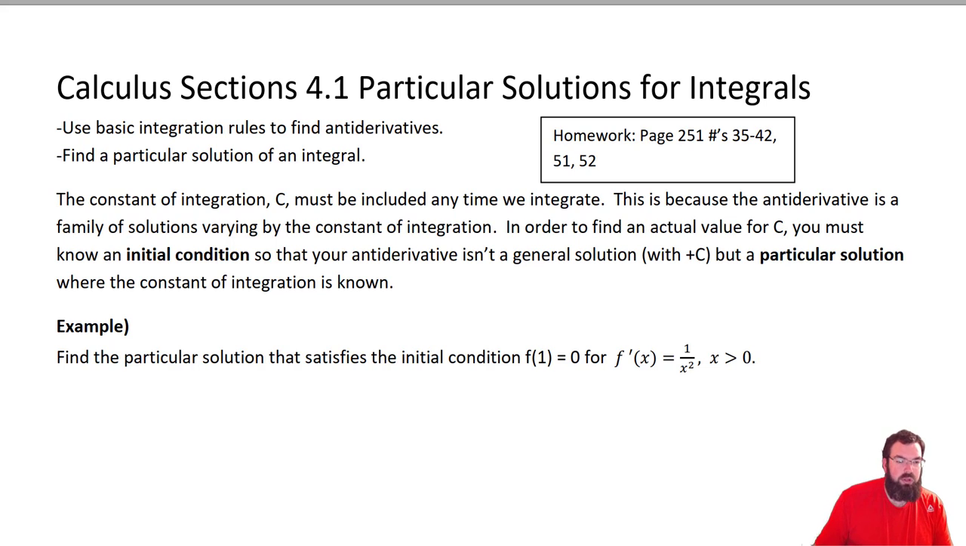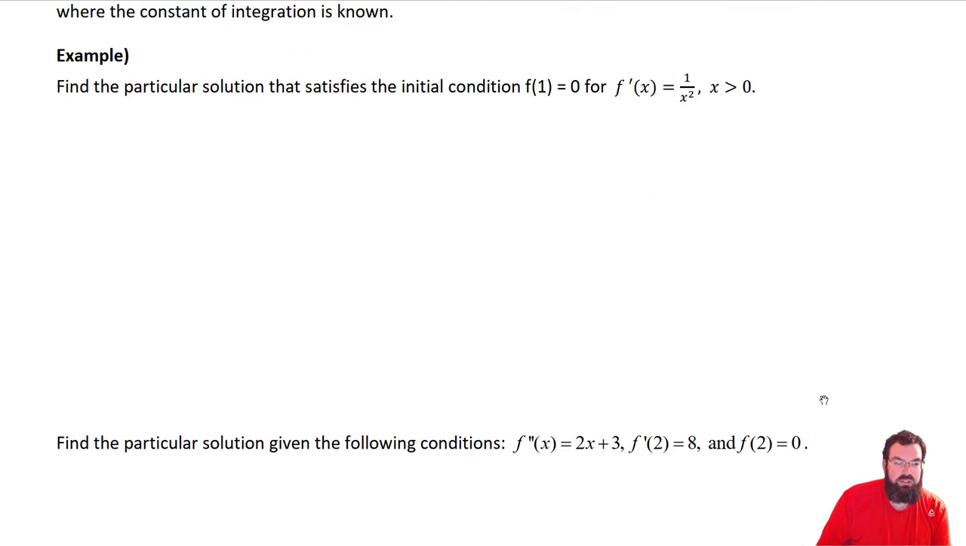All right, so we're going to use the constant of integration C, and it must be included any time we integrate with an indefinite integral. The antiderivative is a family of solutions, so in order to find the actual value of C, you must know the initial condition. So we're going to find a particular solution where the constant of integration is known because of that initial condition. We're going to find out what C actually is.